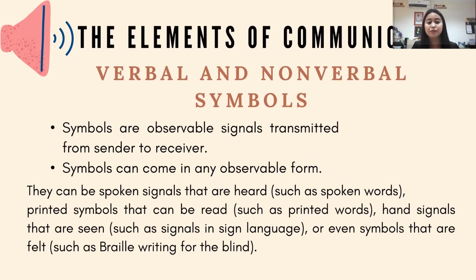Now, symbols are observable signals transmitted from sender to receiver. Symbols can come in any observable form, okay? Symbols do not have meaning in themselves. So when we talk of symbols, class, there are many. There can be verbal symbols, what we say, or non-verbal symbols like your body movements, your facial expressions, your gestures, okay? Symbols do not have meaning in themselves. They only stir up meaning in the minds of receivers. We are the ones who create meaning from those symbols.